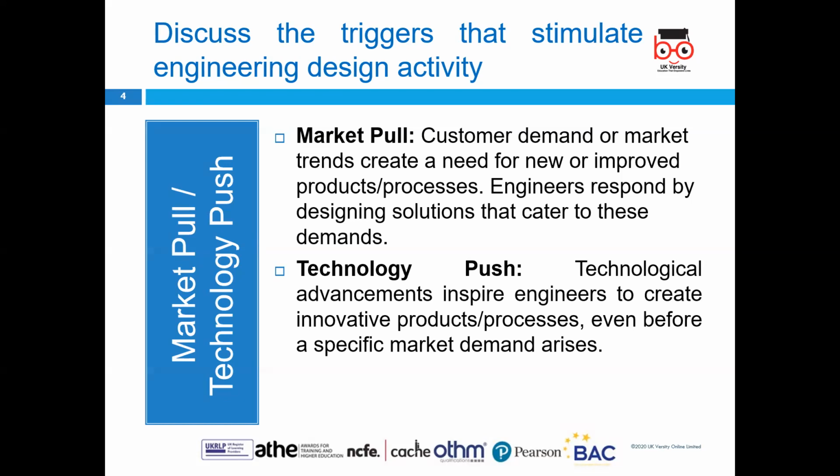And then you have technology push. So technological advancements inspire engineers to create innovative products and processes, even before a specific market demand rises. So for this, an example could be the use of blockchain technology which is used for cryptocurrencies. So there was no demand for it, but still the technology was developed and the technology push was provided, which has led to a large-scale adoption and interest in Bitcoin and other cryptocurrencies.